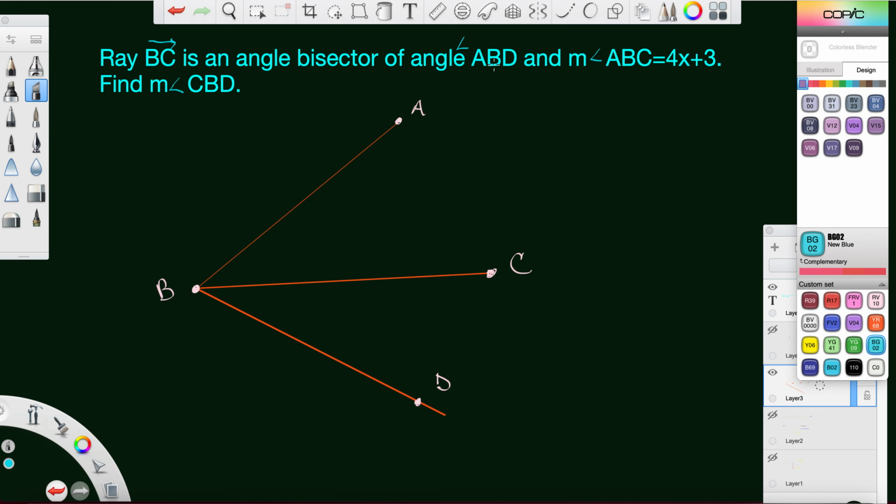It says Ray BC is an angle bisector of angle ABD, and the measure of ABC is 4x plus 3. Find the measure of angle CBD. Now, really and truly, I want you to think of this as super simple.